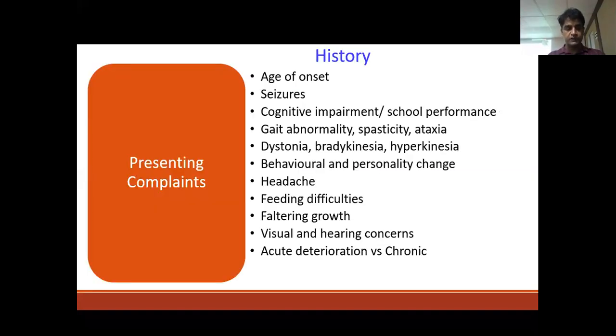Now, a few things to be particularly asked for in history. Age of onset is very important. Seizures, cognitive impairment, school performance, gait abnormality, spasticity, ataxia, dystonia, bradykinesia, hyperkinesia, and behavioral and personality change are important.